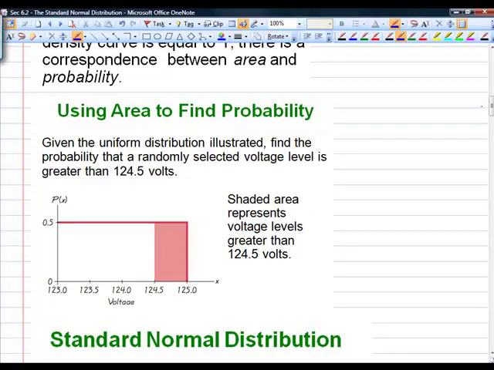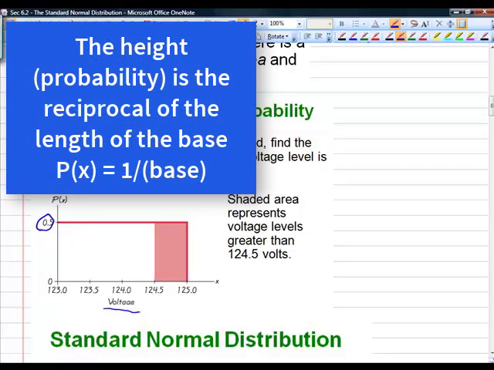Here's the graph of a uniform distribution where the shaded area represents the voltage levels greater than 124.5. This is the voltage, and notice it goes from 123 to 125. That's a distance of 2. So the height of our uniform distribution, because the area under the curve has to be 1, has to be a half, because 2 times a half is 1. The area of a rectangle is length times width. So that's how you come up with this probability distribution.